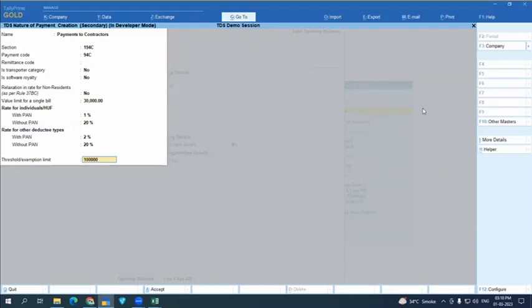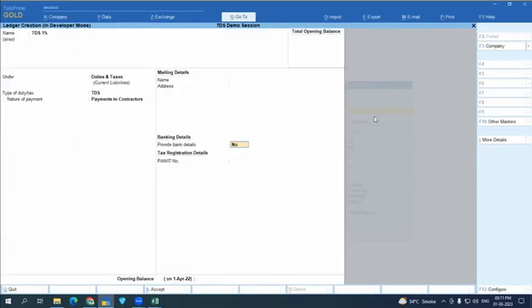See, if I select 194J here, which you can say is professional fees, then there is no separate limit for a single bill; the threshold limit is 30,000 for both. Okay, so this way there are payment categories which you have to create in Tally. So enter. Okay, so the payment to contractor category is created. It is required only one time.